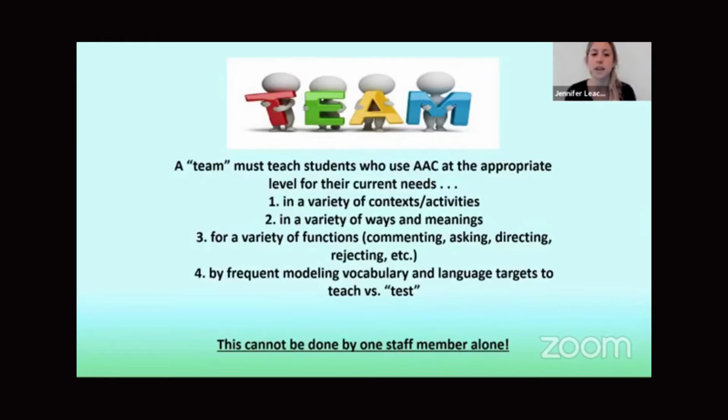So like I said before, with in and on and go, all those core words, it's not just go fast, it could be go fast, go up, go straight, and a variety of activities. So with the flashlight, like I talked about before, or with playing Simon Says, or with dressing up, you need to make sure you're making it motivating for your child. This cannot be done by one staff member alone.